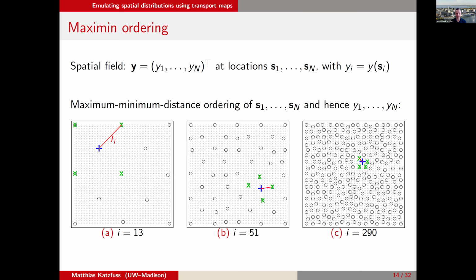So if we look at the minimum distance of the ith location to the previously ordered locations, we're calling that Li here. So this is this red line. You can see that Li is getting smaller and smaller. So we basically have these prediction problems on finer and finer scales.